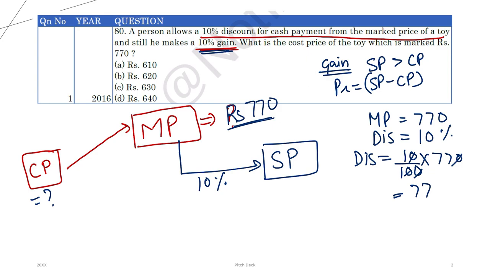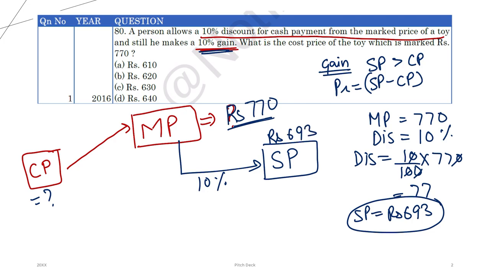Now, 770 minus the discount of 77 rupees. So he is selling it for how much? Rupees 693. I hope this is clear. So this is rupees 693. Now we have the selling price as 693.